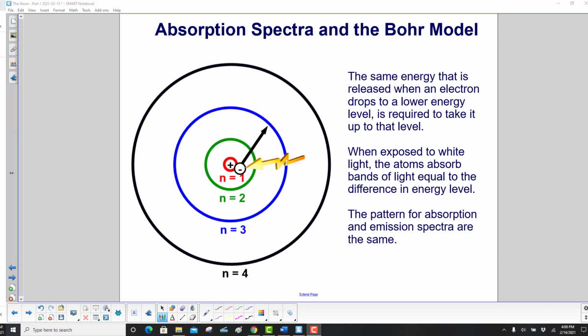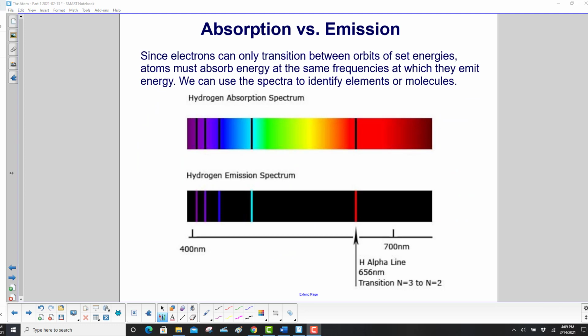The same energy that is released when an electron drops to a lower energy level would be required to take it up to that level. So when exposed to white light, here's light coming in. This time we have the arrow coming in and hitting the electron. The atoms will absorb bands of light equal to the difference in energy levels. The pattern for absorption and emission spectra are the same. Since electrons can only transition between orbits of set energies, atoms must absorb energy at the same frequencies at which they emit energy. We can use the spectra to identify elements or molecules.